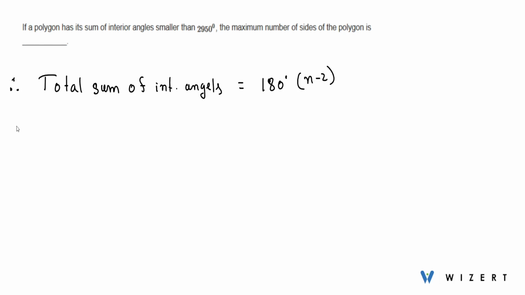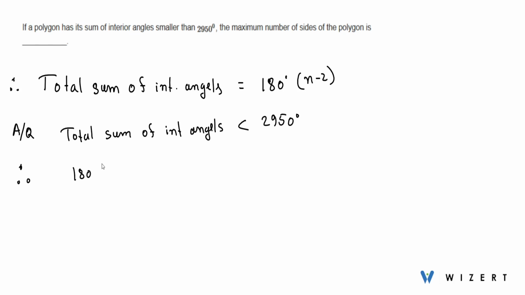Now according to the question, the total sum of interior angles is less than 2950 degrees. Therefore, 180 degrees multiplied by n minus 2, where n is the number of sides, is less than 2950 degrees.